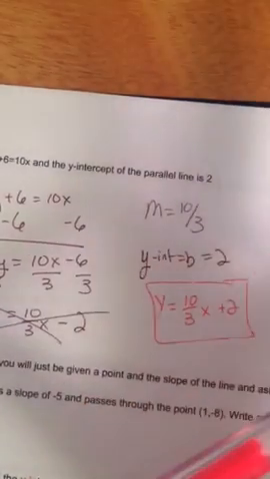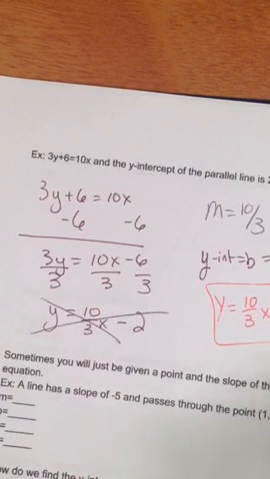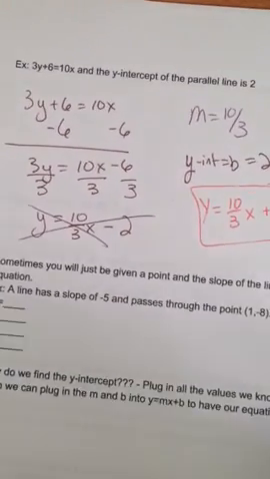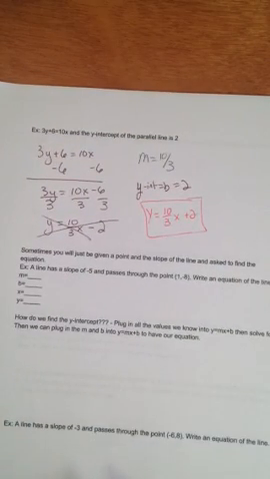Alright. Now we're going to change things up a little bit. Sometimes they'll give you the equation, and that's how you find the slope. But sometimes they're going to give you a point, and you're going to have to find either the y-intercept or the slope, depending on the problem. So sometimes you will just be given a point and the slope of a line and asked to find the equation.